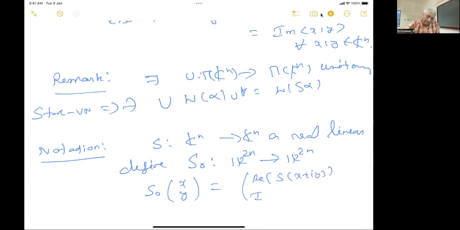Imaginary part of S of x plus iy, for x, y in Rn. If you take Rn, then you can take the tuple like this. So then you can define the S naught like this. Corresponding to a real linear operator S, you define an S naught, and given an S naught, you get the S. This works both ways, so it's a well defined association.